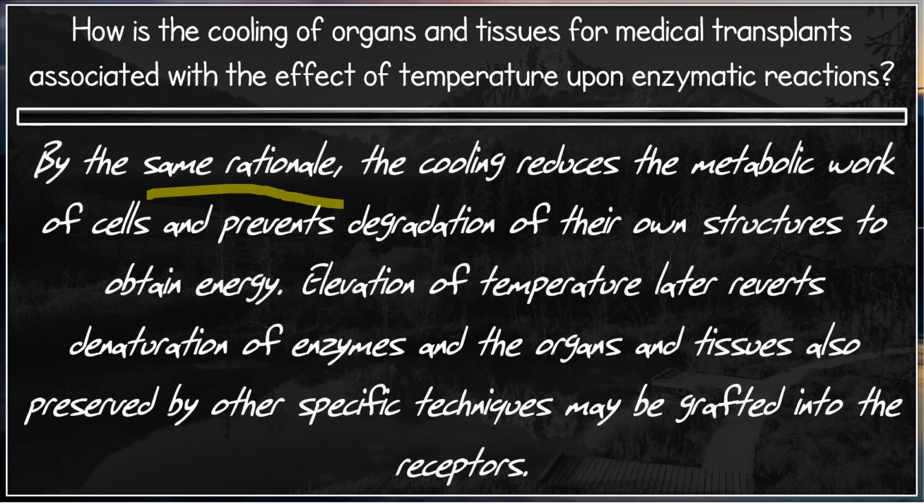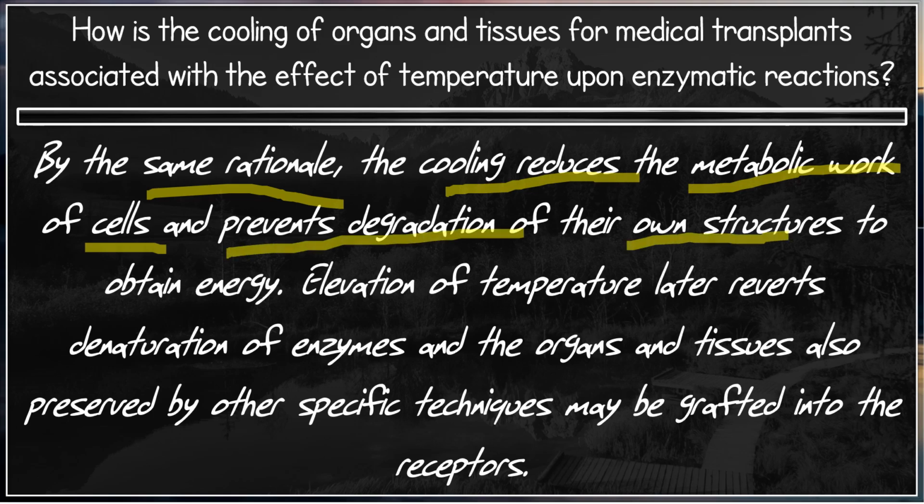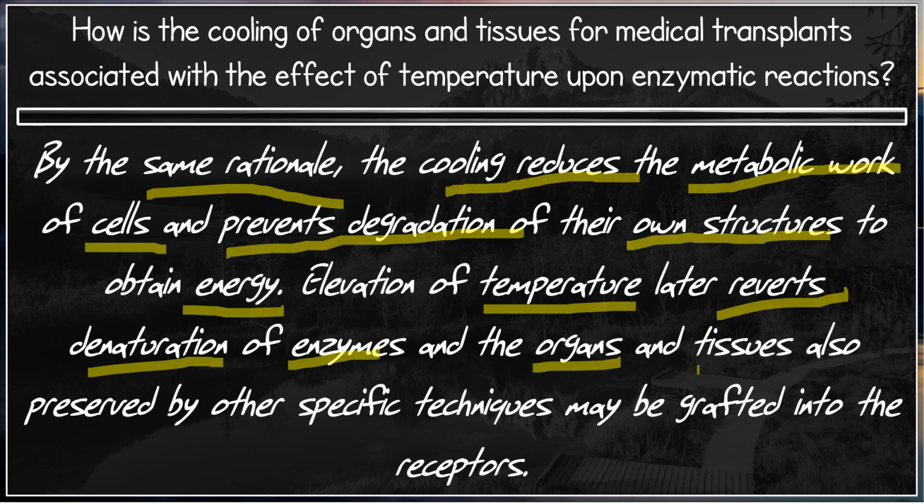By the same rationale, cooling reduces the metabolic work of cells and prevents degradation of their own substructure to obtain energy. Elevation of temperature later reverts the denaturation of enzymes, and the organs and tissue, also preserved by other specific techniques, may be grafted into the receptors.